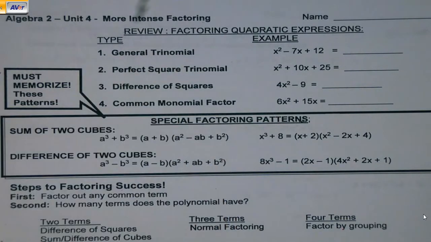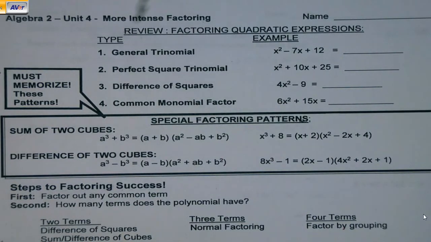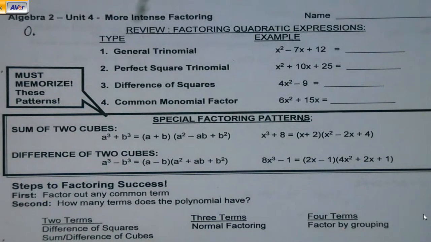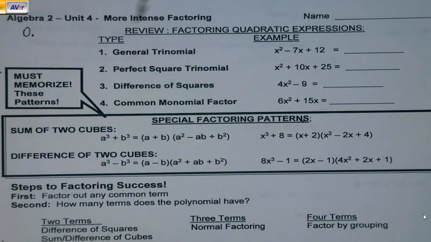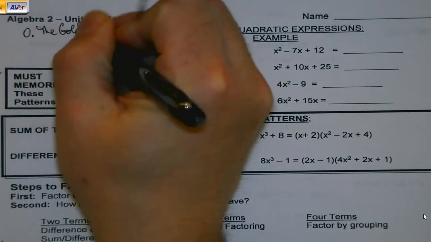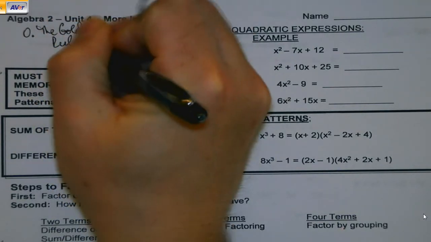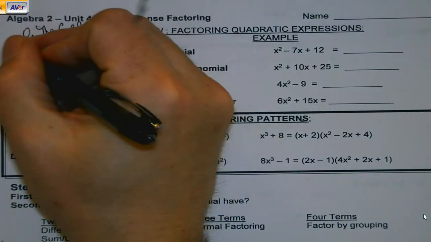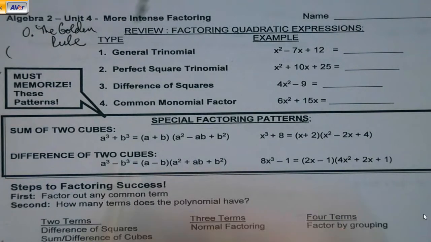General trinomials, okay? We're always going to check to see is there something in common or something like that. And actually, we're going to put step 0 up here. I don't know if you've ever seen a list that has step 0, but we're going to call it this because it needs to be checked on every single one. In here, we just call it the golden rule. You've heard me talk about it before, but we'll make note here in case somebody's new to this.